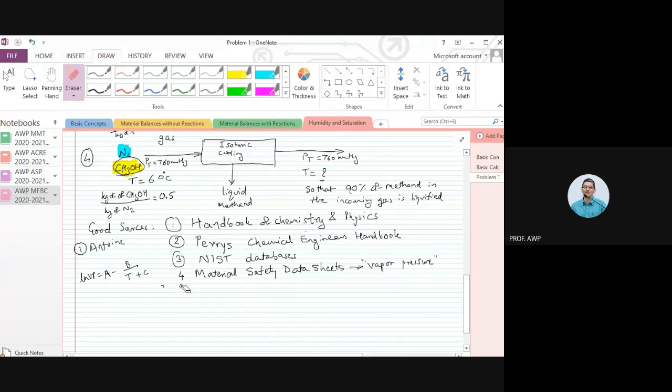But yes, there are many good sources, and for commonly used compounds like methanol, all of these correlations that you find will be equally valid. So Praveen, can you tell us one correlation that you found? Or like the value of A, B, and C. Yeah, you tell us the correlation.